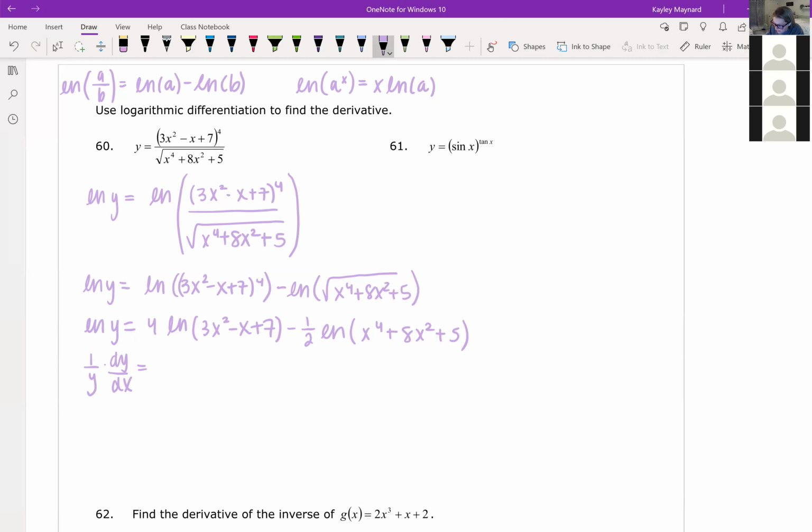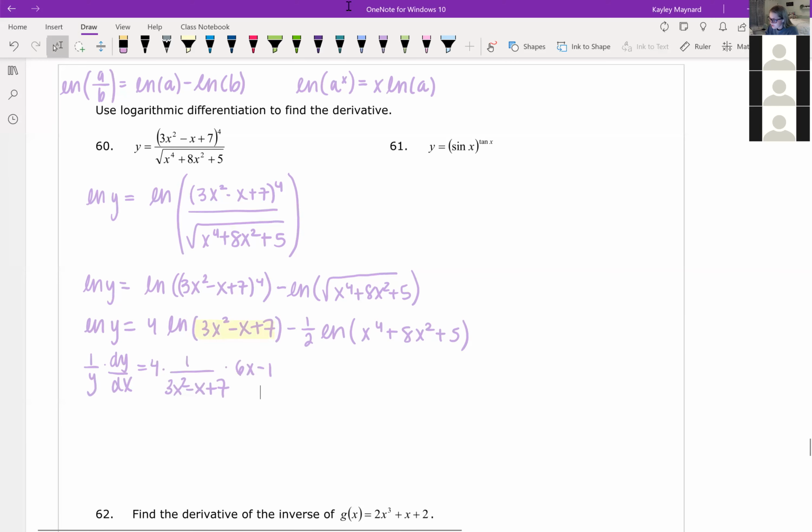So the chain rule says that, I'm just going to pull this 4 out here, but the chain rule says that we do 1 over 3x squared minus x plus 7. And then we have to remember to multiply that by the derivative of what's inside this log function here. So does anyone want to give me the derivative of this inside piece, the 3x squared minus x plus 7? 6x minus 1. Yep, perfect. So times 6x minus 1.